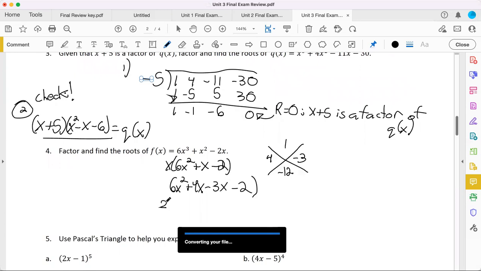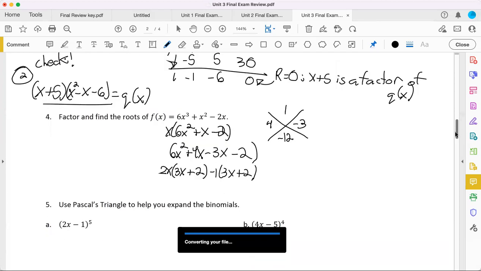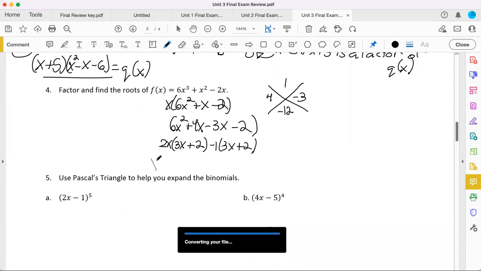Group it, factor out 2x, leaves you 3x plus 2, factor out -1, leaves you 3x plus 2, and that's a good thing because you want those binomials to match if you're doing factoring by grouping. So then all together now, your GCFs make their own little nice binomial. This is the most factored form.